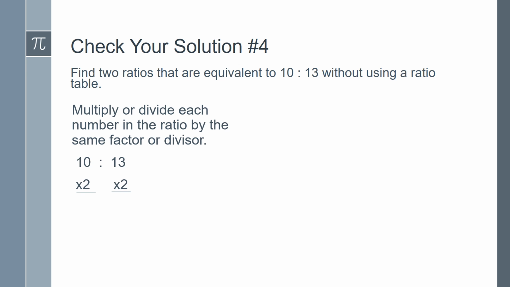I chose to start by multiplying each number by 2. 10 times 2 is 20, and 13 times 2 is 26. So our first set of equivalent ratios is 10 to 13, which is equivalent to 20 to 26.